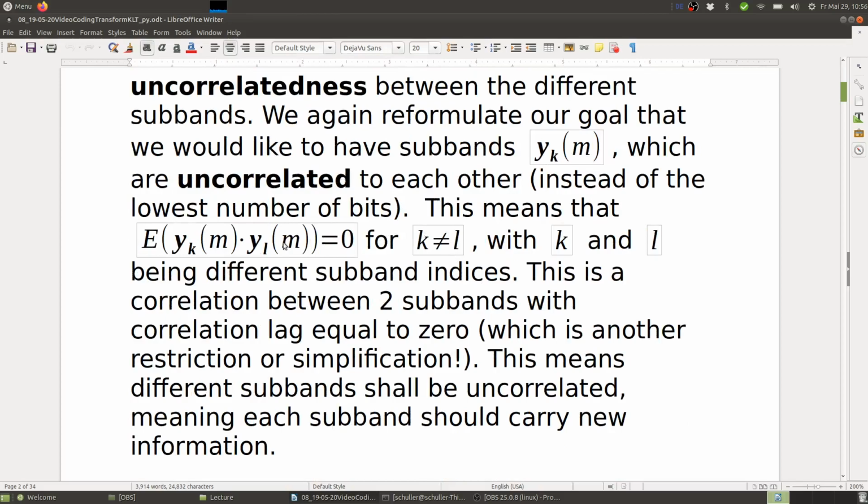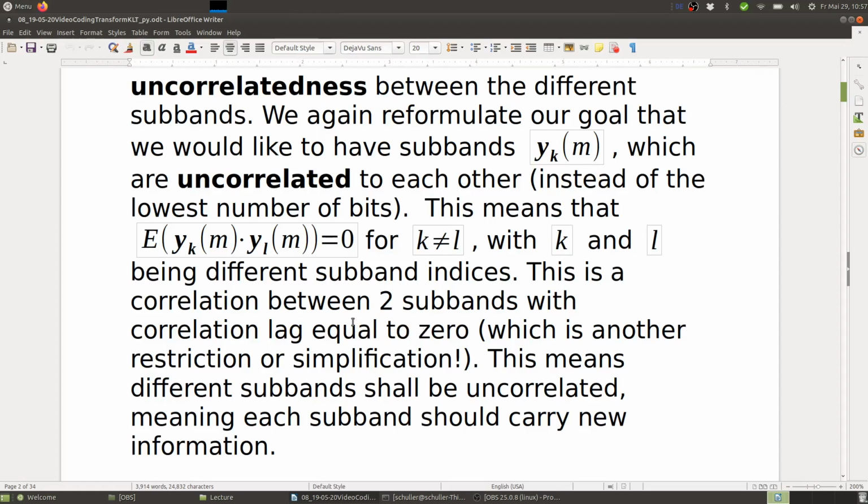So that means that the expectation of the product of the two signals yk of m and yl of m should be 0 for any k unequal l. So k and l are different subband indices. Right, so this is basically the definition of the cross correlation. So the cross correlation of those two should be 0. Yeah, so this is a correlation between two subbands, and here we only consider the correlation lag 0, right?